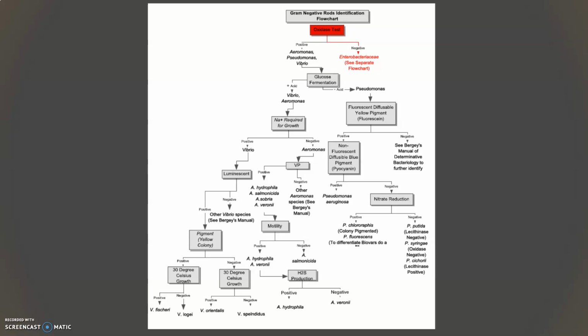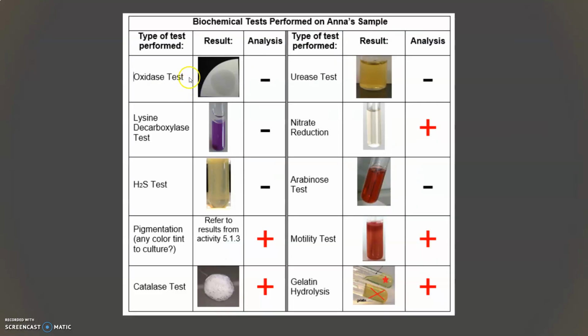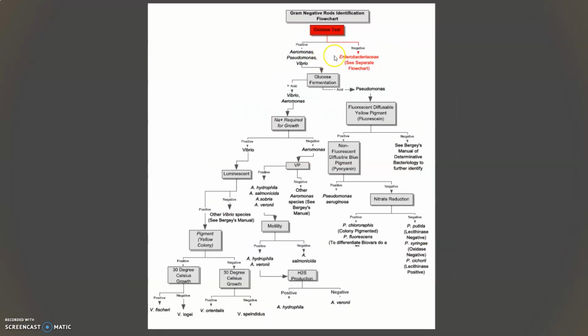The very first thing that we're going to look at is, since we know it's gram-negative, we start with a gram-negative flow chart. The first test says is oxidase test, so we need to know if it's positive or negative. So let's head backwards. Oh, oxidase test turned up negative for Anna. So go back to the flow chart. We follow the line down to negative, and it says the type of bacteria is an Enterobacteriaceae, and it's on a separate flow chart. If it was a positive, we'd go to the left here, and we'd start working our way down. But since it's negative, we're going to go to our next flow chart.